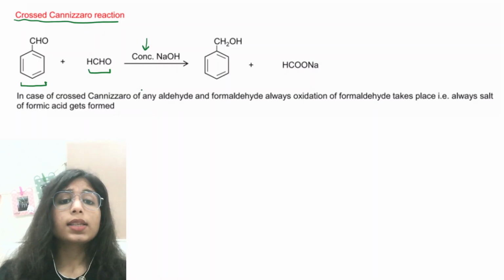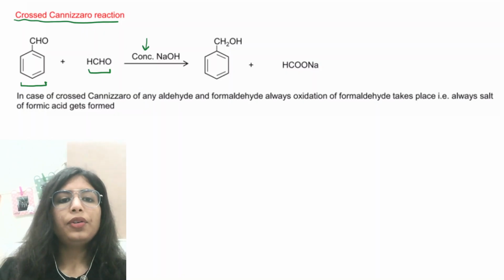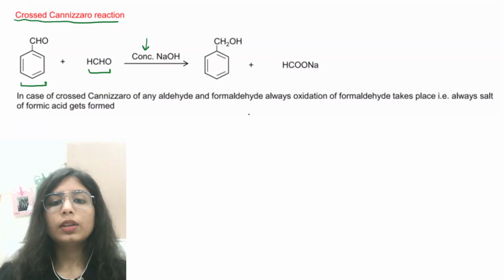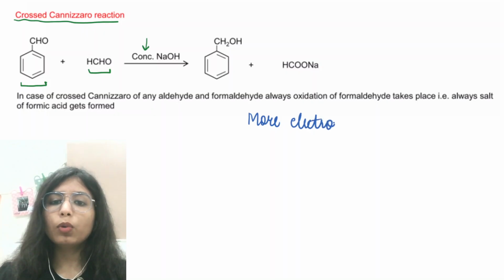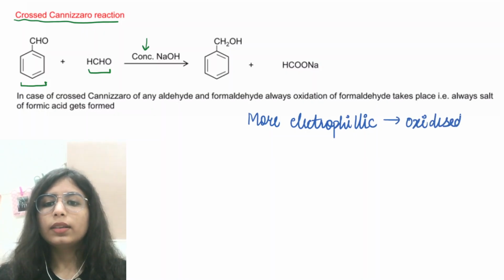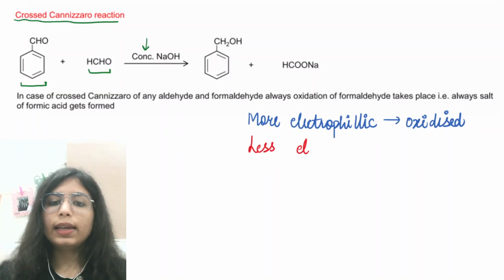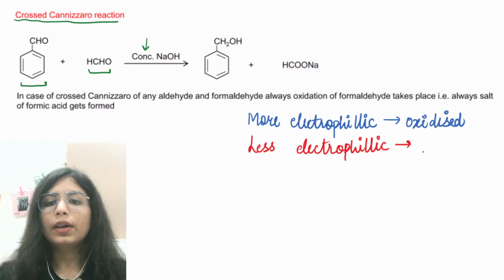Now the question arises, which one would be oxidized and which one would be reduced? So here is a trick to learn how to see it. The more electrophilic carbonyl compound, which means the one which is more electron deficient, will get oxidized, and the more nucleophilic, or should I write, less electrophilic carbonyl compound. So the one which would be less electrophilic, you have to look at the carbonyl carbon. Less electrophilic would be reduced.